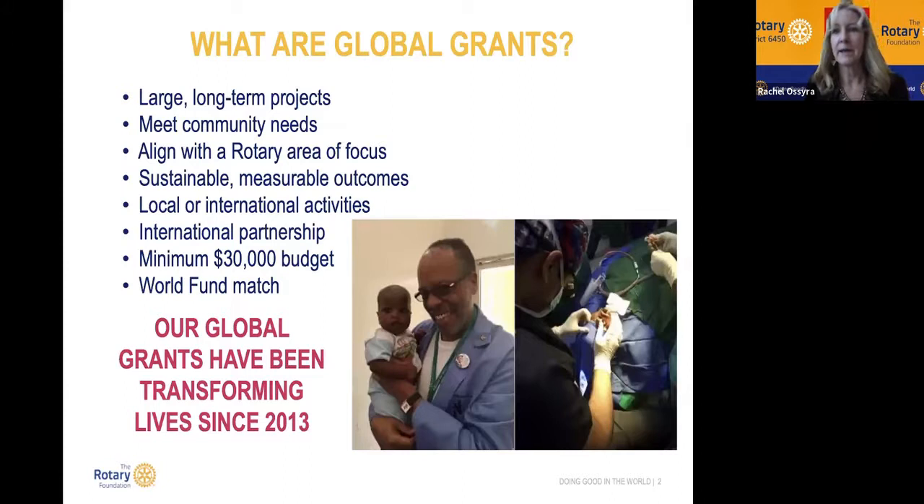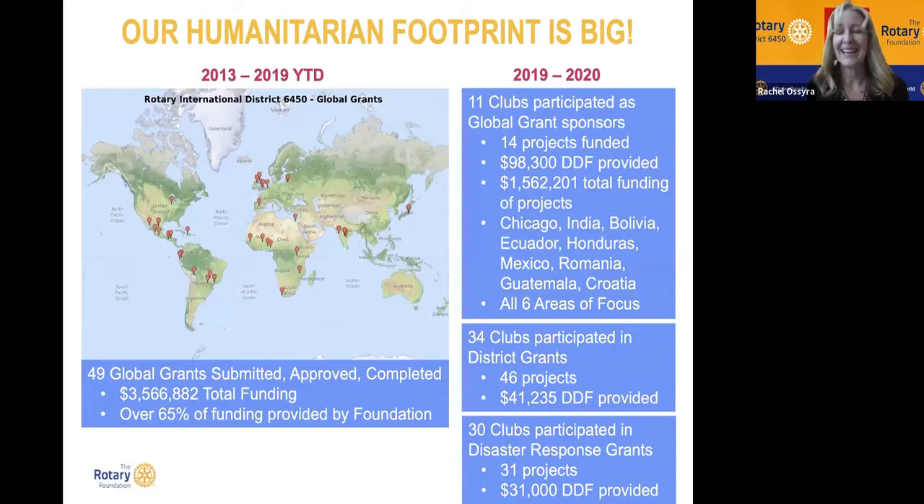So again, without going into a lot of detail, what are global grants? We're talking about our big long-term sustainable projects, with a minimum of $30,000 budget. But there's always a global partnership between a host club and an international partner. And they align with our areas of focus, our 6 areas of focus, soon to be 7. So that's the type of project we're talking about. And again, these projects can occur anywhere in the world.